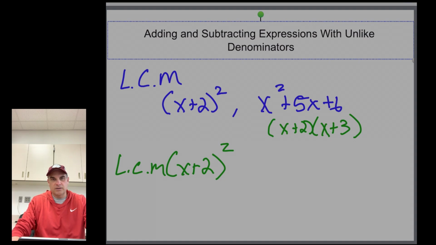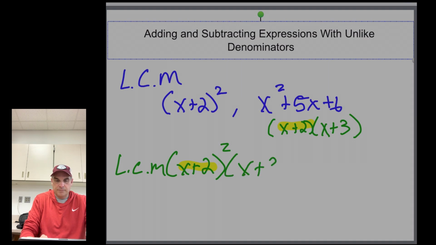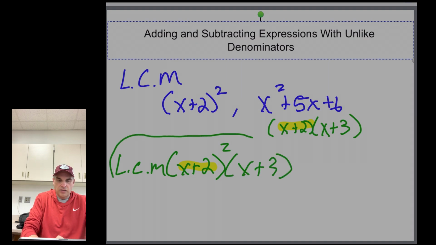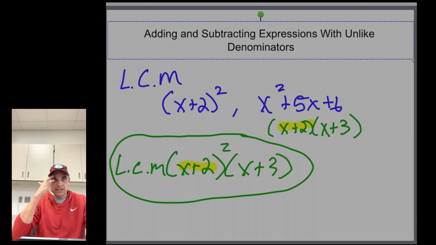Now I look at the second one, and I notice that I already have the x plus 2, so I don't have to add it in there. It's not raised to a higher power, so I don't go any further with it. Then I just go to the next thing, which is x plus 3. So this then is the least common multiple of that piece of it. Okay, so you factor, and you take it to the greatest power that it's represented for.